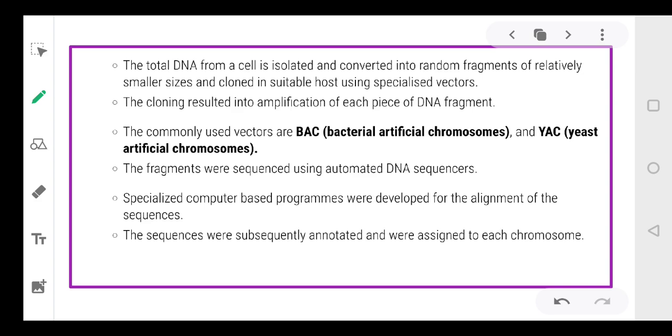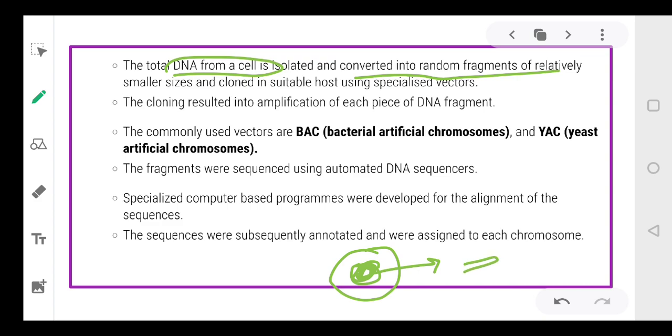Then the total DNA from a cell will be isolated. What will be the procedure? First, the total DNA from the cell will be isolated and then converted into fragments. Suppose this is a cell, and this is the nucleus. In the nucleus a complete DNA is present. All of this DNA will be removed and broken into very small fragments, and these small fragments will then be transferred into a suitable host using vectors.